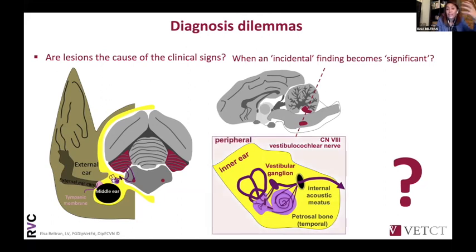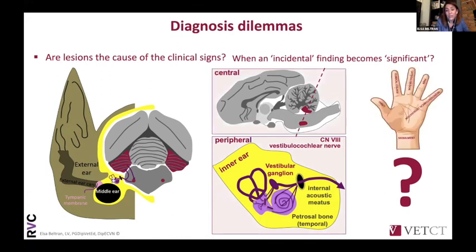And then again, the big question mark: are those clinical signs associated with the MRI findings? Do we have clinical signs associated with the peripheral involvement? Do we have clinical signs associated with the central involvement? We need to be able to put all this information together.